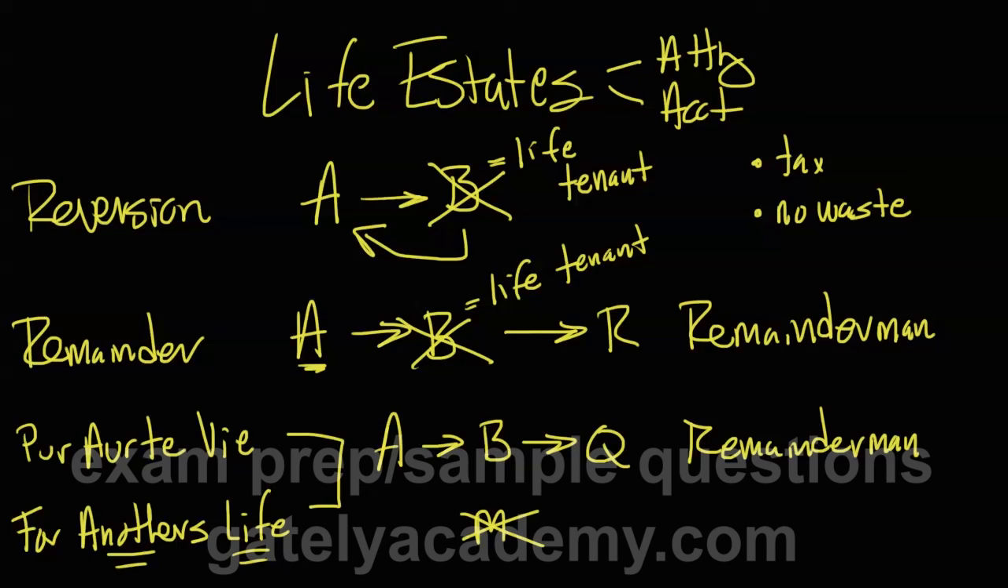So there's all sorts of ways families are set up in different scenarios. Don't get hung up on that. Just be able to recognize the pattern for the exam and you'll be fine. Plus, remember who's the life tenant. In each one of these examples here, the life tenant was person B.